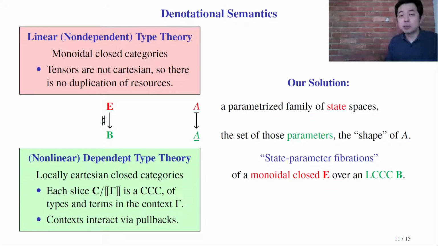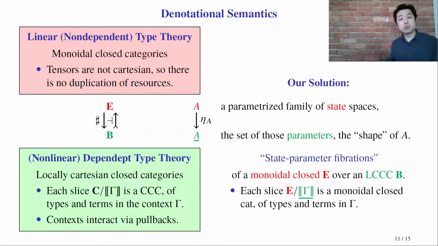The guiding idea behind this setting is to take an object A of E as a parameterized family of state spaces and its image ♯A, or underline A, as the underlying set of those parameters, or the shape of A. In fact, with a small assumption, ♯ has a right adjoint that embeds B as a full subcategory into E so that 1. The role of ♯ can also be fulfilled by the unit of an adjunction, and 2. We can consider slices of E over objects of B. We then axiomatize the fibration so that each such slice is monoidal closed.